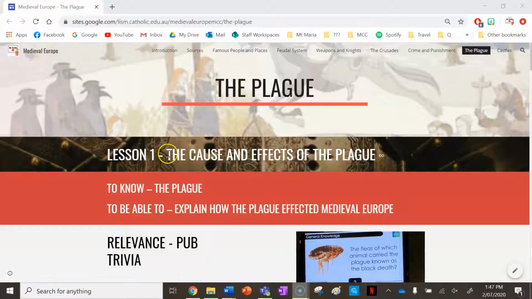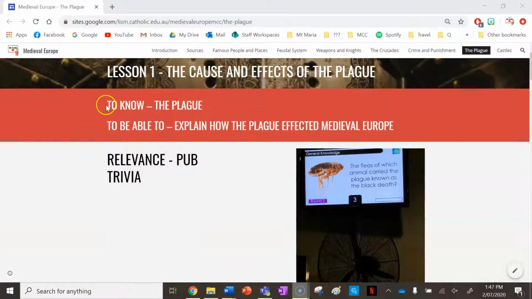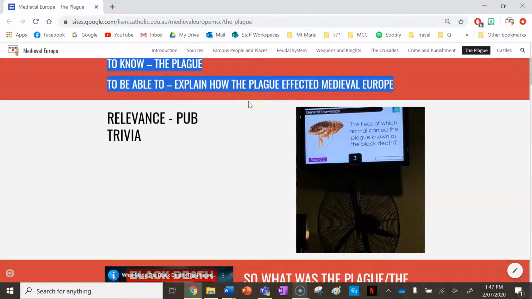So this lesson, we're going to do lesson 1, the causes and effects of the plague. Write down at the top of your books your success criteria for this lesson. You're to know what the plague is, and you're to be able to explain how the plague affected medieval Europe.